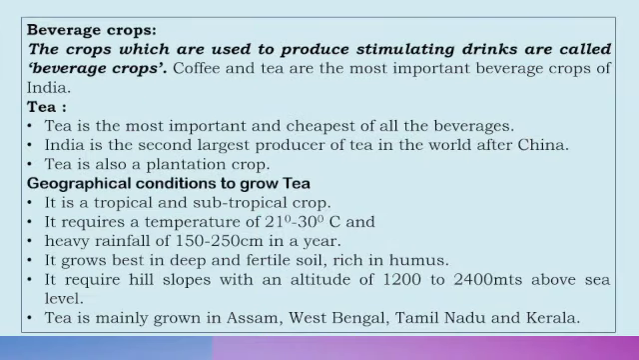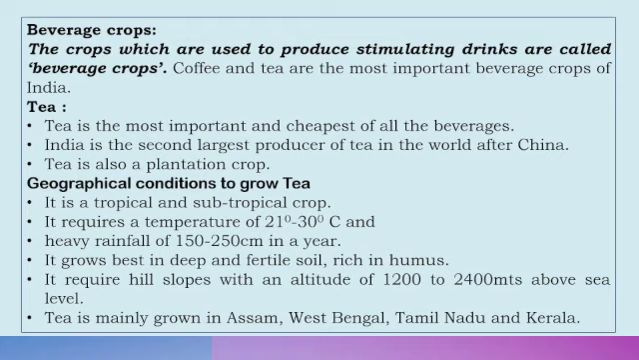Beverage crops. What are beverage crops? The crops which are used to produce stimulating drinks are called beverage crops. Coffee and tea are the most important beverage crops of India.